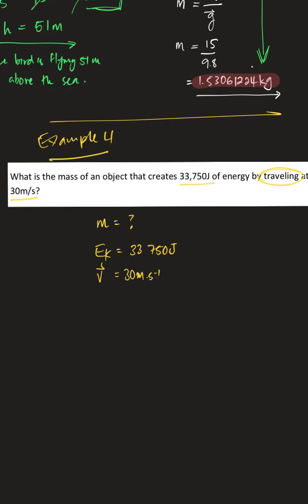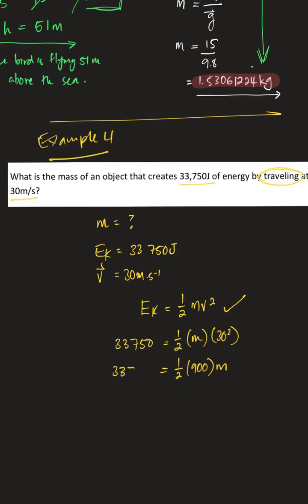Right? So all I'm going to do is write down my formula. EK is equal to half mv squared. You get a mark for that. Then I've got half times the mass, which I don't know, times the velocity, which is 30 squared. Right, let's have a look at that. So now what's a half? So I've got a half times 30 squared. So 30 squared is 900. Half times 900 m, which is the mass. And don't forget this is 33,750. Keep bringing this down, sorry.